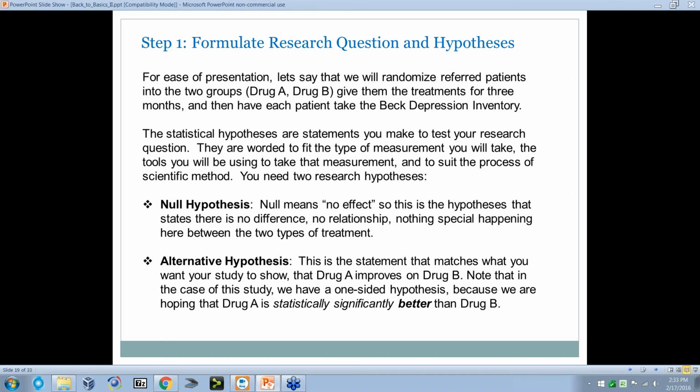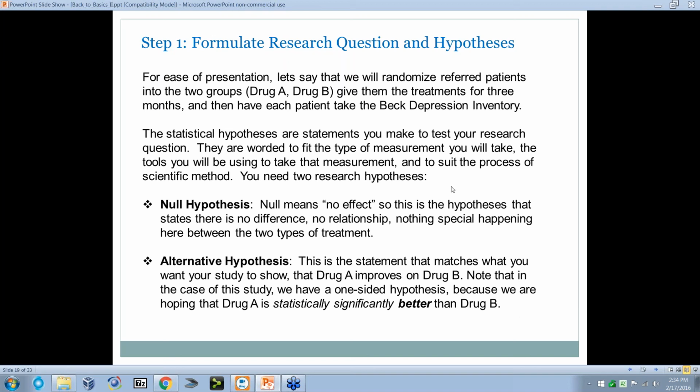But for ease of presentation, we're going to say that we're going to randomize the patients who are referred to us into the two groups, and then we're going to give them the treatments for 3 months, and then have each patient take the depression inventory. Now, if I was to really do this study, I would definitely get baseline. But for this presentation, I didn't want to get that involved with the actual testing and showing the results. So we're just going to test them after the 3 months to see what their depression scores were. But you'll find out, I'll show you later, you'll see why a baseline probably would be a very good idea.